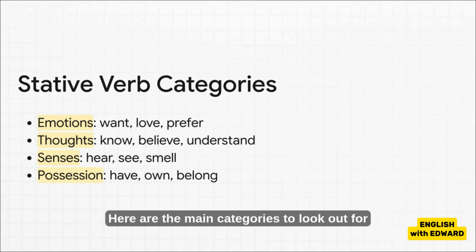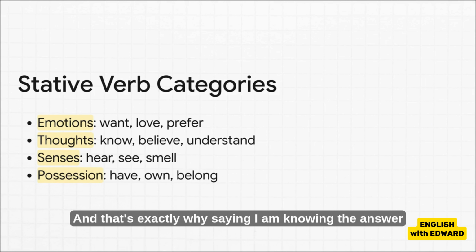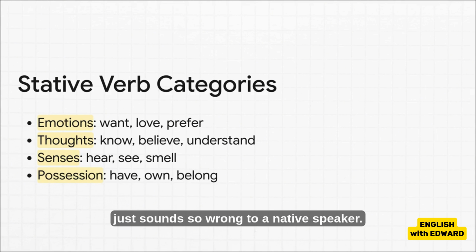Here are the main categories to look out for. Verbs for emotions like love or want, verbs for thoughts like know or believe, and verbs for senses and possession. You see, they all describe a state of being, not an action that's happening. And that's exactly why saying, "I am knowing the answer," just sounds so wrong to a native speaker. The right way is just, "I know the answer."